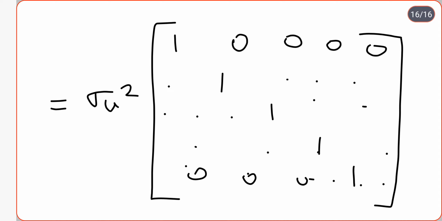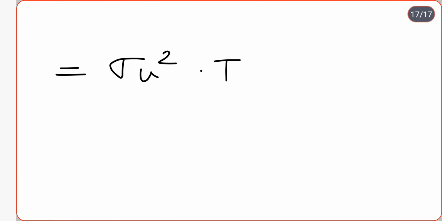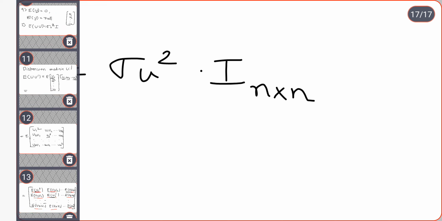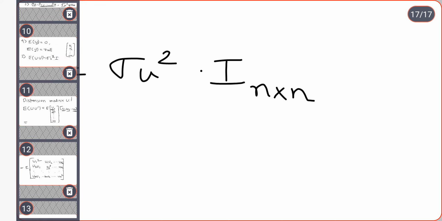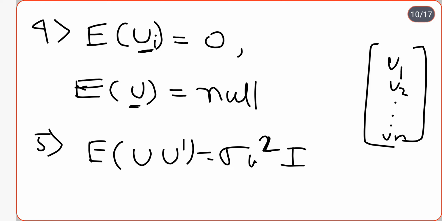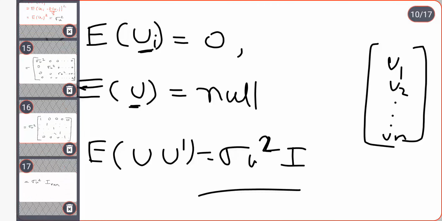Now this matrix is nothing but an identity matrix, because the diagonal terms are 1 and the remaining terms are 0. So we may write it as sigma u square into I, denoting an identity matrix, and this I has a dimension of n cross n. So now basically we have proved that the dispersion matrix of u, that is the expectation of u and u dash, is nothing but sigma u square I. This is a spherical property also, and this is the fifth assumption also.